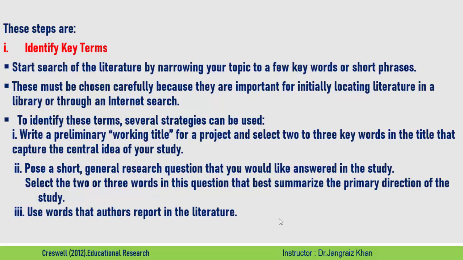Start the search of the literature by narrowing your topic to a few keywords or short phrases. Possibly you may have a very long research title, but if you narrow it to a few keywords or a short phrase, it will be easy for you to search the literature. These must be chosen carefully because they are important for initially locating literature in a library or through an internet search. To identify these terms, several strategies can be used.